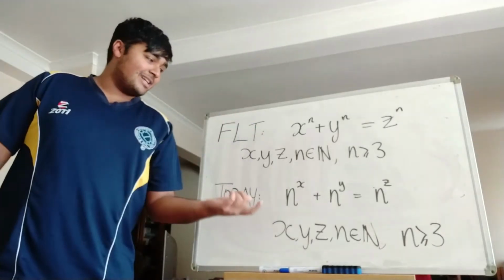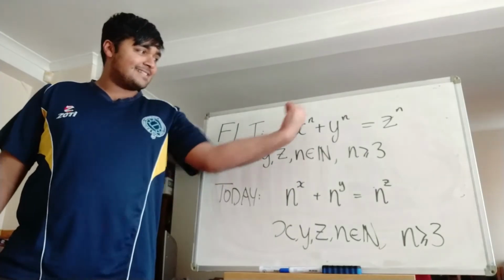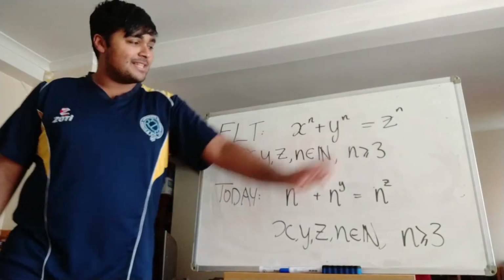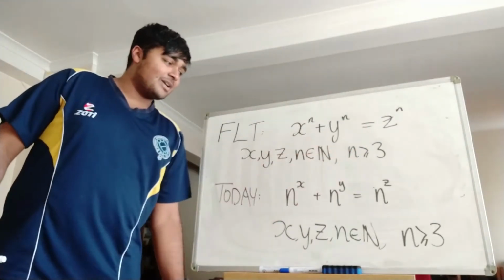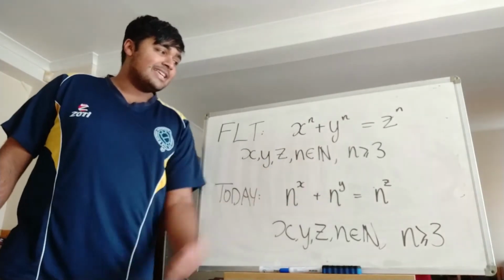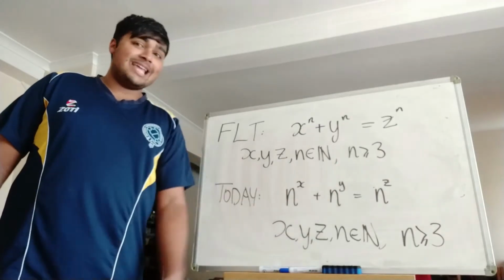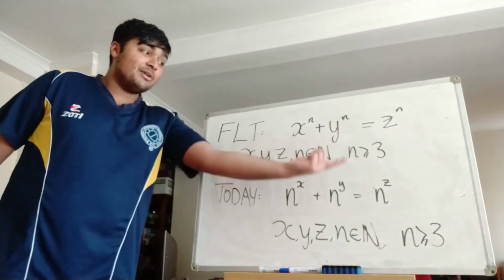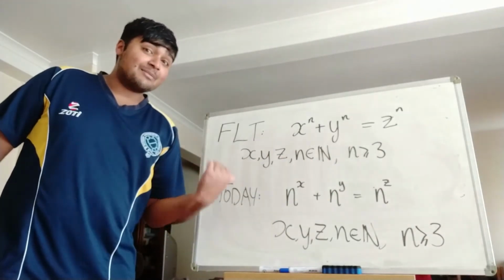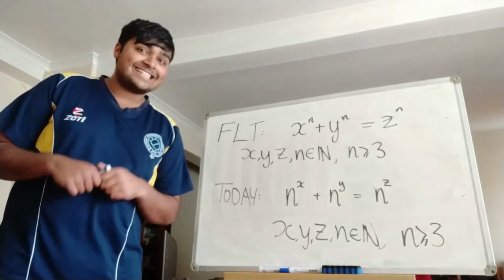In today's video we're going to be flipping the equation, swapping the x and the n, swapping the y and the n, and swapping the z and the n. So considering this equation here, n to the x plus n to the y equals n to the z, with x, y, z and n all positive integers with n at least 3. I claim that there are no solutions to this equation as well, and I'm going to prove that in today's video. Let's get stuck in.